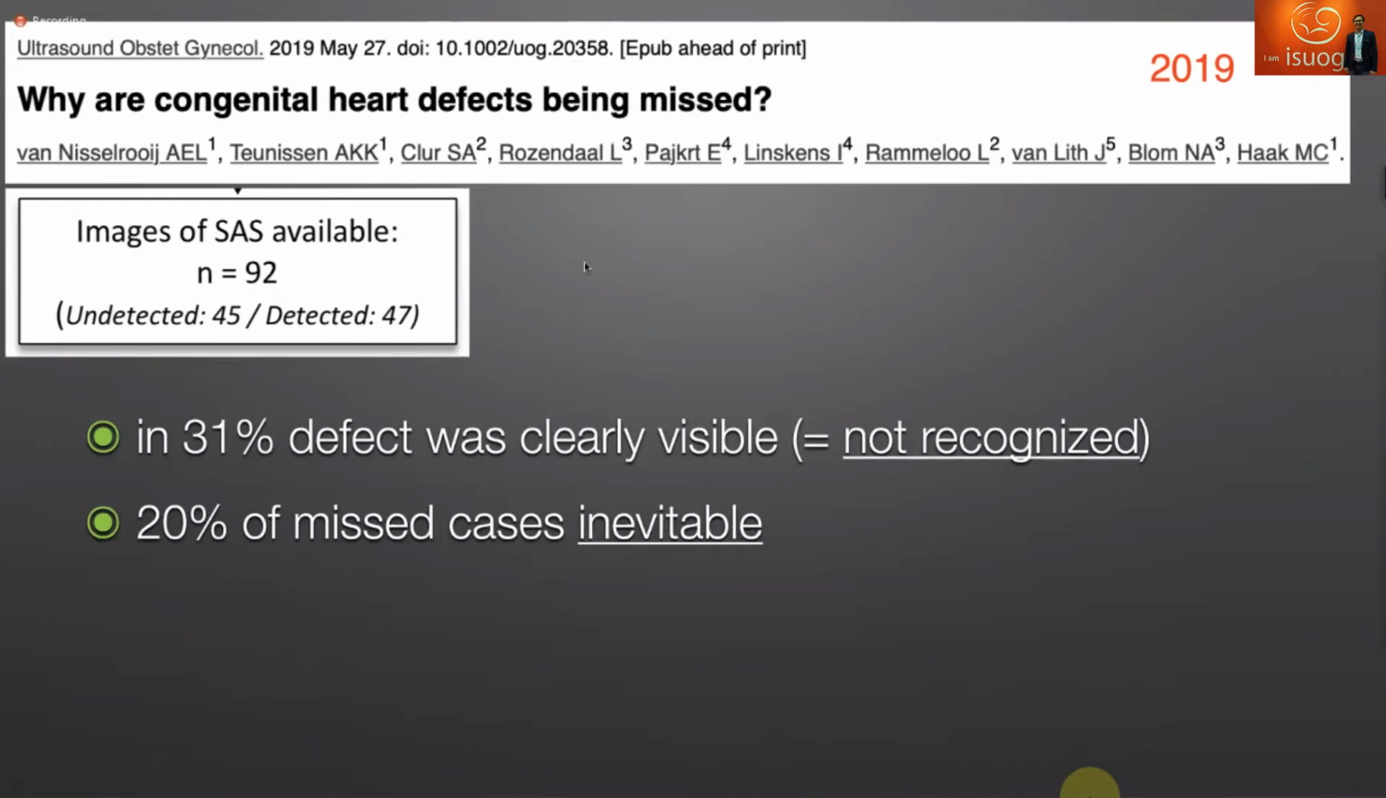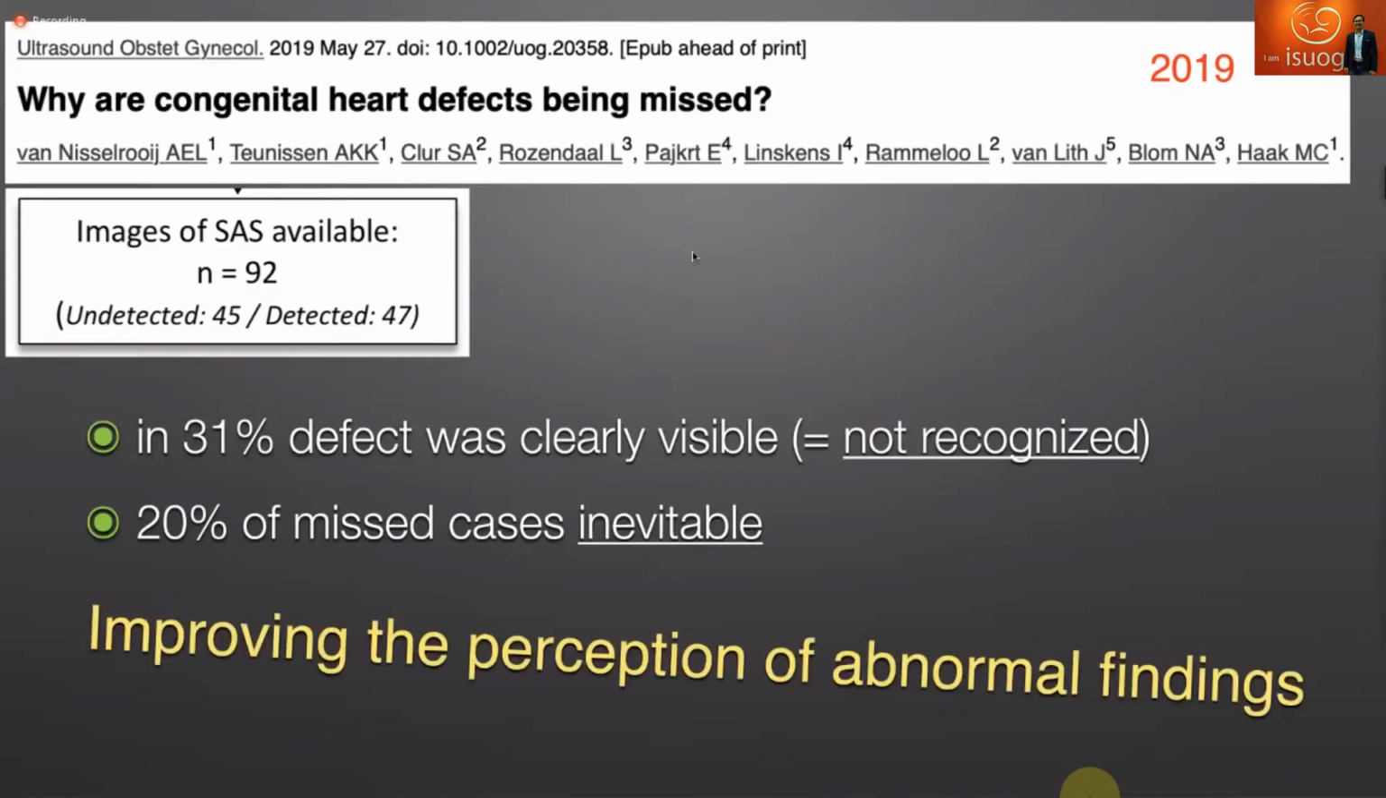This is why, 20% were inevitable, but 30% means that if 2 persons are scanning, one will present the picture but not recognize it, but the other one will. This is why the problem of perception in ultrasound is really very important.